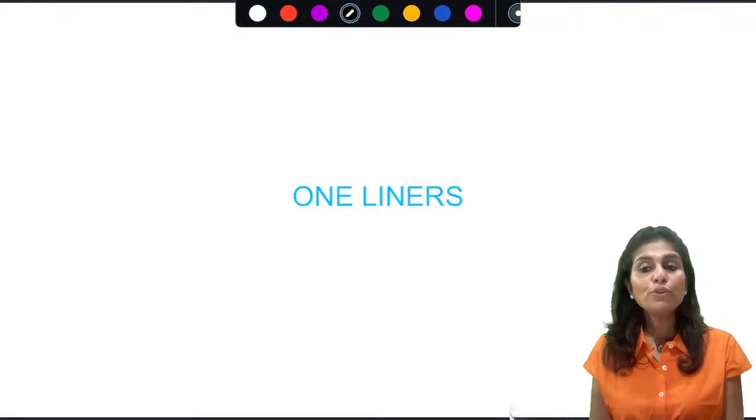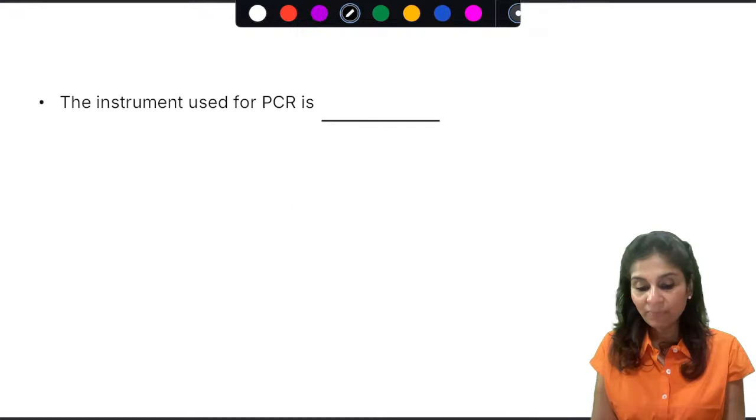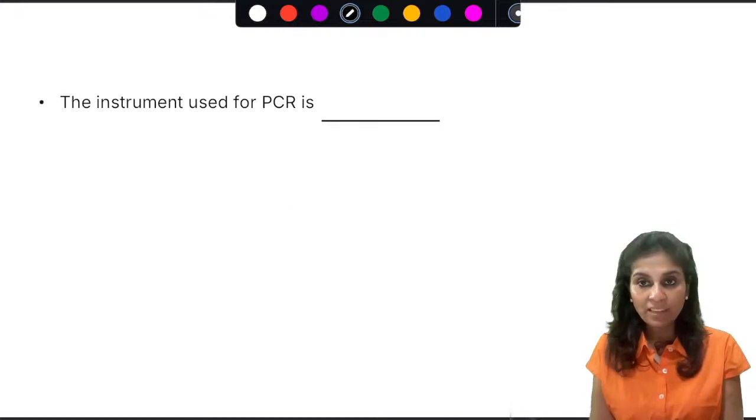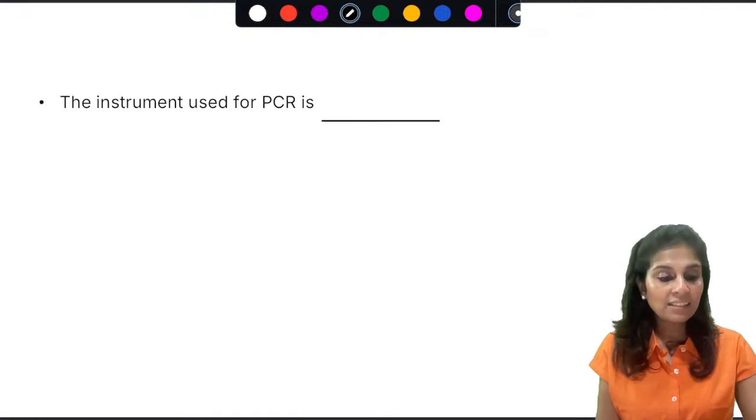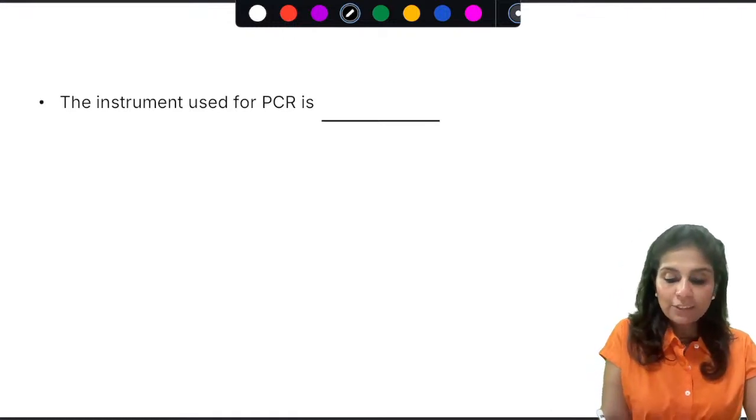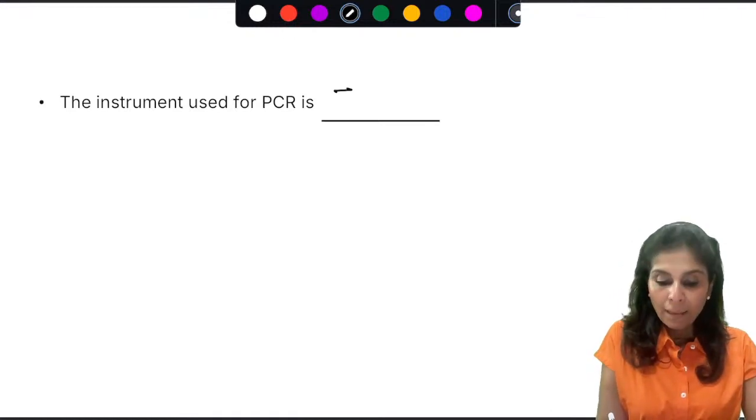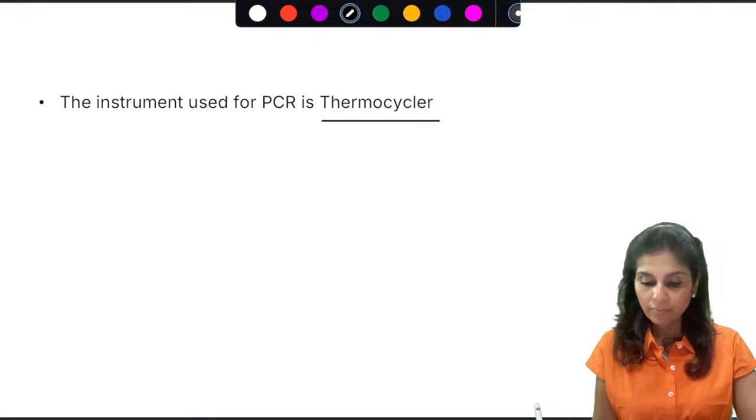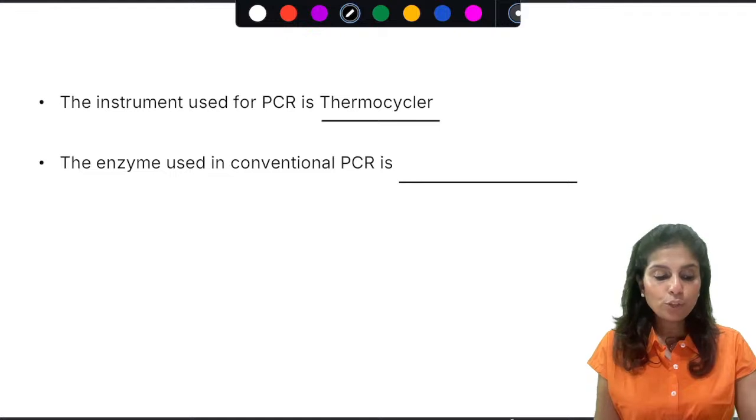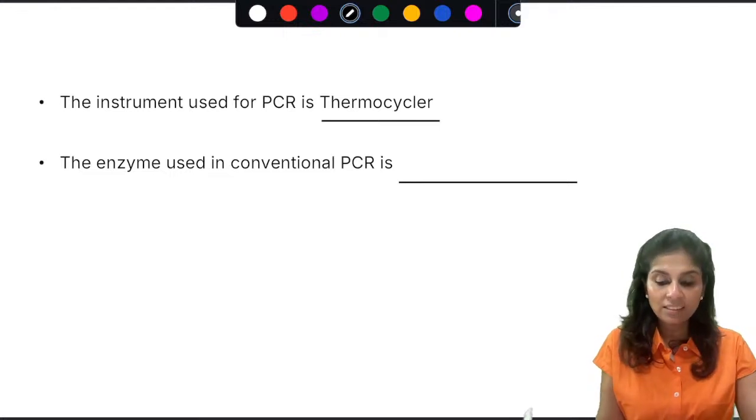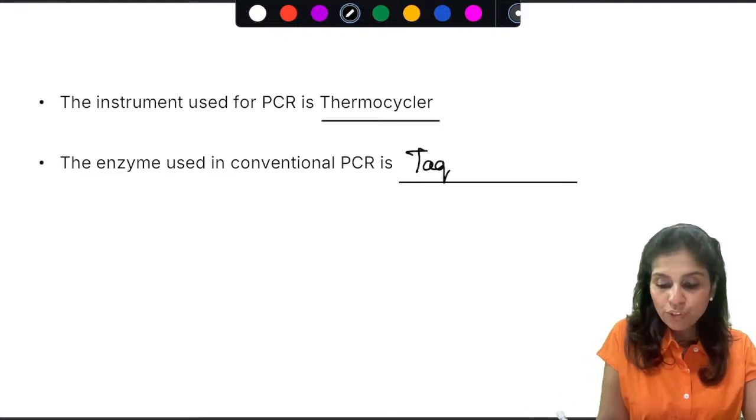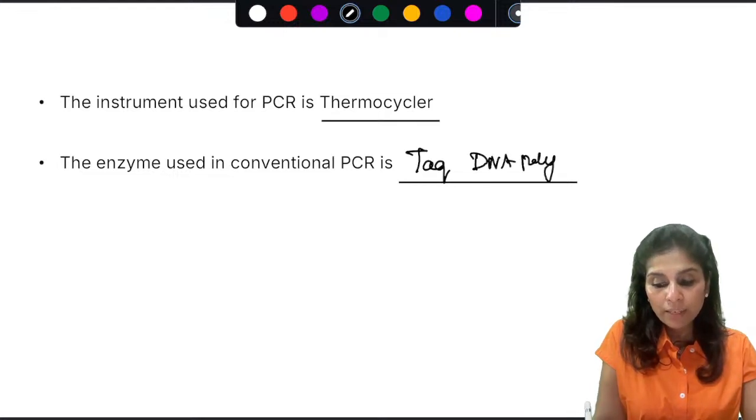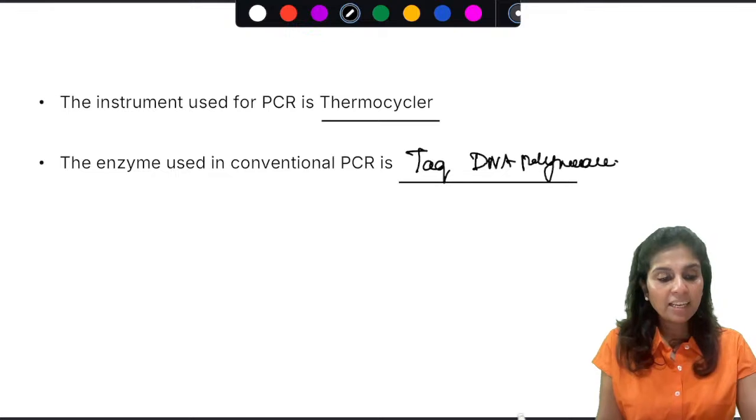Now let's discuss a few one-liners and MCQs here. The first one is, the instrument used for PCR is. What is your answer? Can I see answers in the chat box, please? What is the instrument that is used for PCR? It is thermocycler. The enzyme that is used in conventional PCR is. What is the name of the enzyme that is used in conventional PCR? Thermus aquaticus DNA polymerase or Taq DNA polymerase.